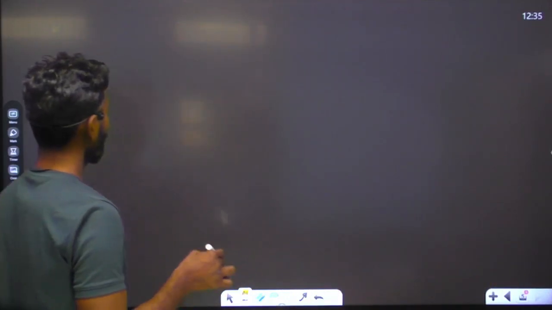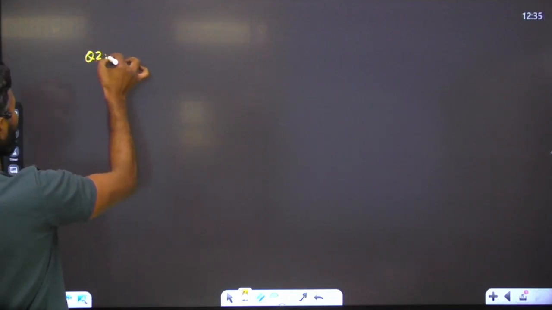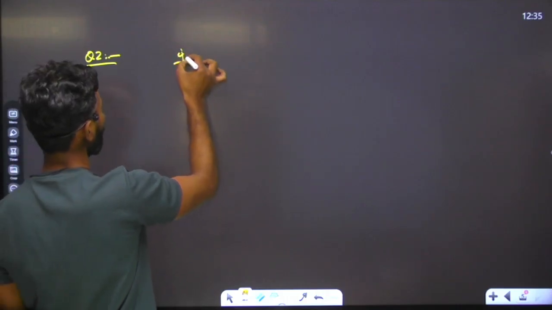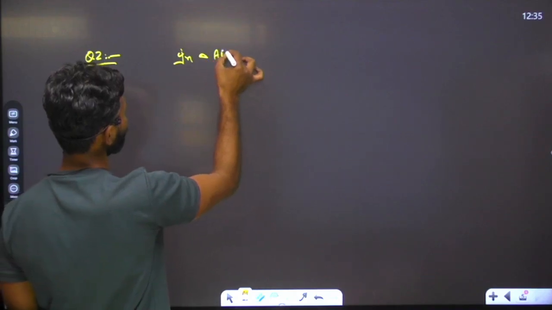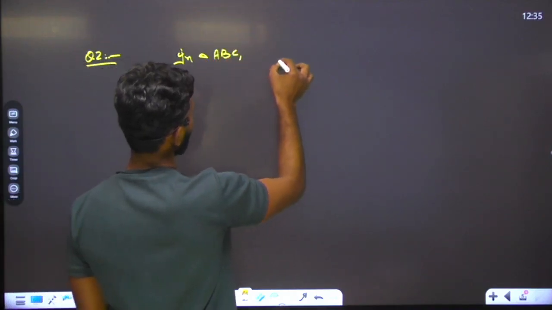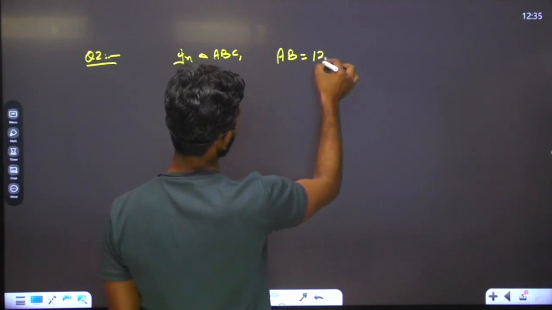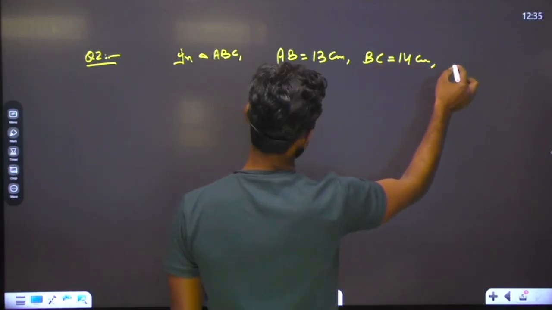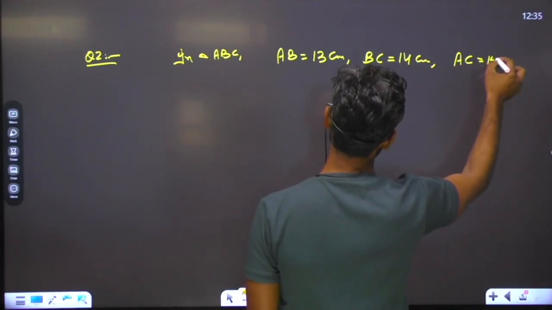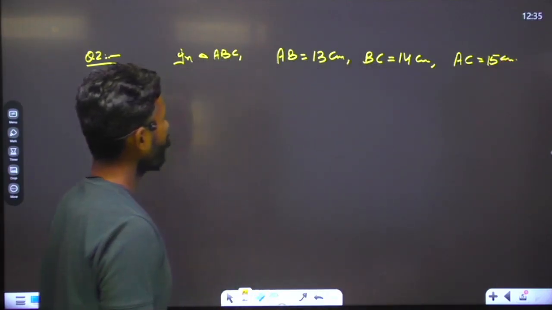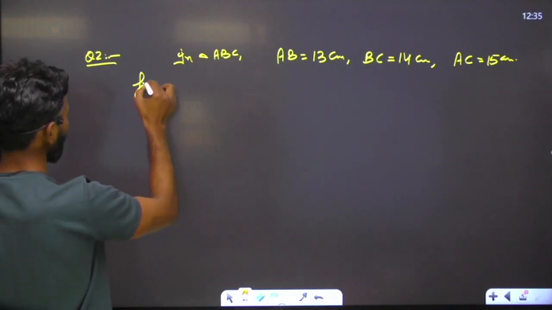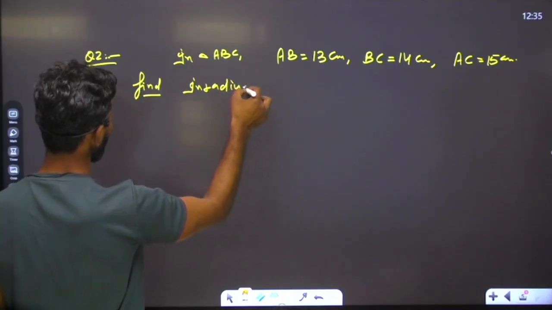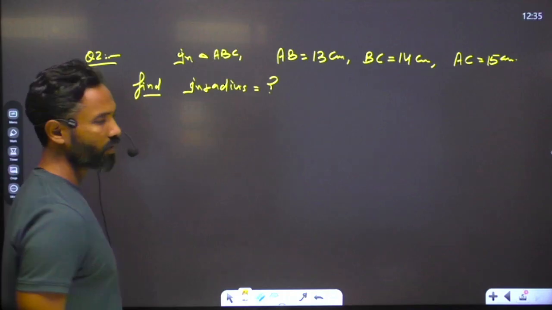Question number 2 says this: in triangle ABC, AB equal to 13 centimeter, BC equal to 14 centimeter, and AC equal to 15 centimeter. Find the inradius of the incircle of the triangle.